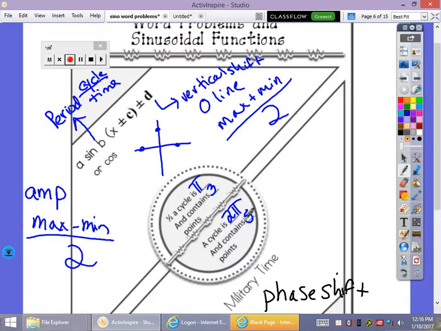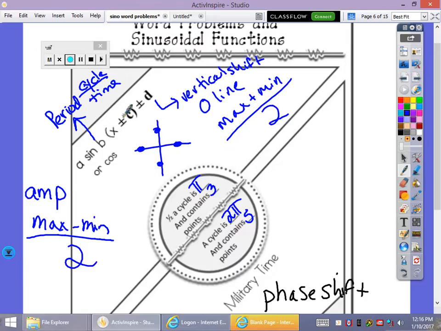Oh, yeah, sorry. Distinguish the 5 points. So 1, 2, 3, 4, and back again. Because remember, 0 and 2 pi are 2 separate, but they use the same axis. You with me? Okay. And 2 pi is a complete cycle. Okay, so that leaves me with just what?